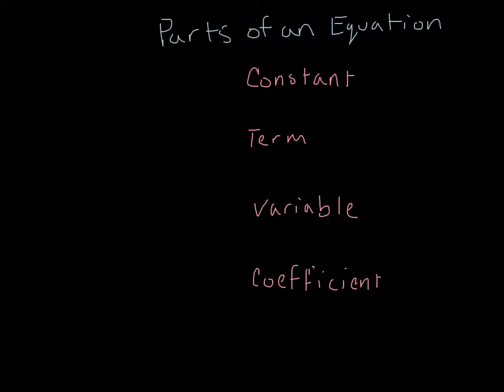A constant is basically just a number, so it's a number that doesn't change. It doesn't have a variable attached. It would just be a constant. So if you're looking at a constant, you would see something like maybe 10, maybe a -7, and then 3/4. Those are all constants because they don't change. 10 is 10, -7 is -7, and 3/4 is 3/4.